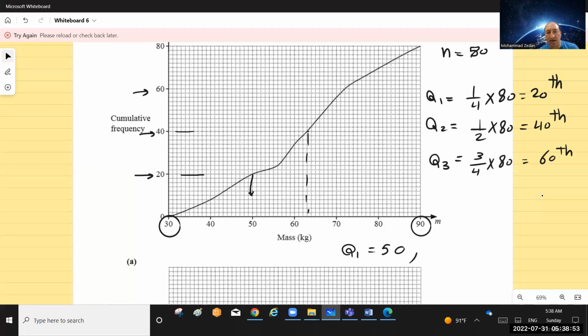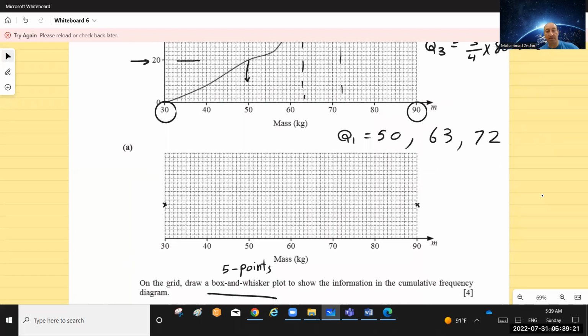You will get the median as 63. And the upper quartile at 60 gives you this point. You can use a ruler to find the exact value. It's 72. So using these 3 amounts, you plot them here: 50, 63 here, and 72 here.